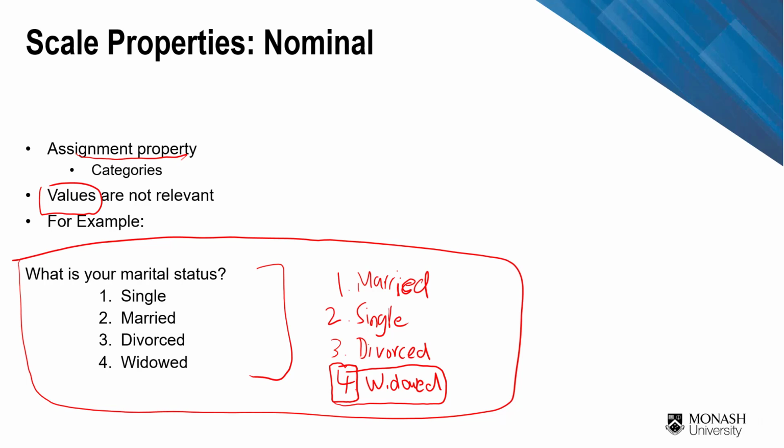Because in this question, we just want to check what their marital status is. We don't say that this is more superior than this, or more superior than this. We are not making that judgment. All right, I repeat, we are not making that judgment. And because of that, these are what we call nominal, whereby these values don't mean a thing. Okay, I hope you get that.